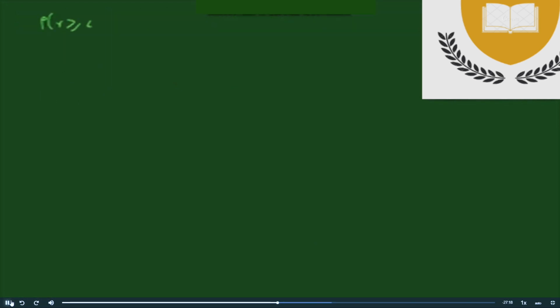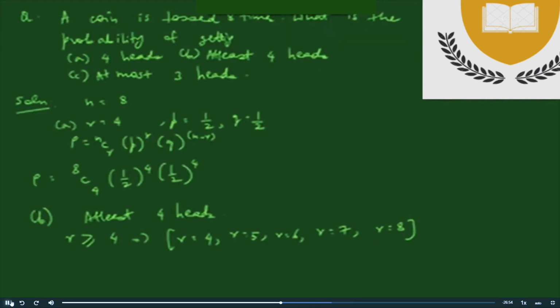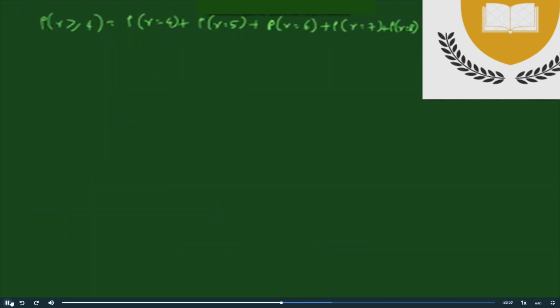Greater than or equal to 4. I mean P of R equal to 4 plus P of R equal to 5 plus P of R equal to 6 plus P of R equal to 7 plus P of R equal to 8. So these are the possibilities we need to answer. Okay, so for everything we have to apply the formula nCr into P to the power R into Q to the power n minus R.